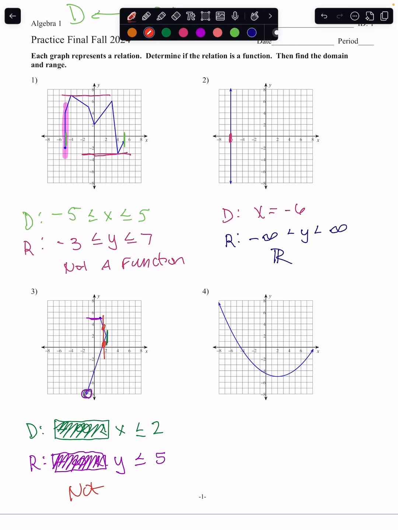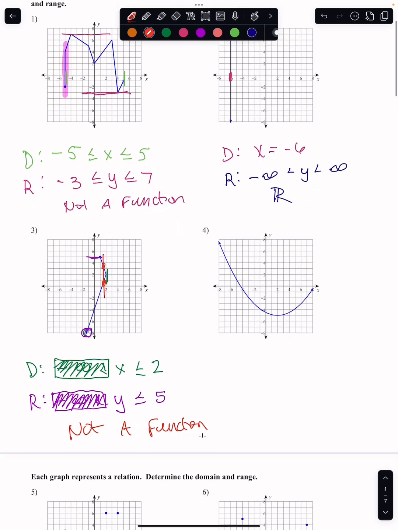Oh yeah, up here, this is not a function either. A vertical line fails it everywhere, right? This is also not a function.